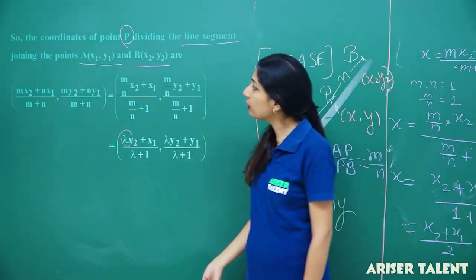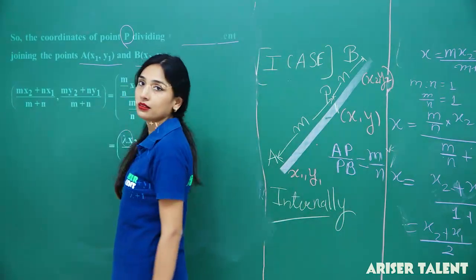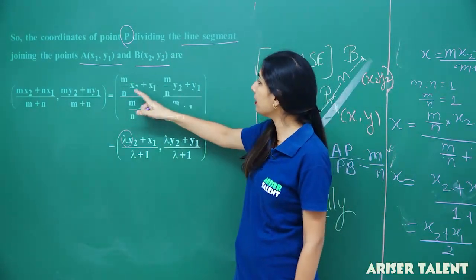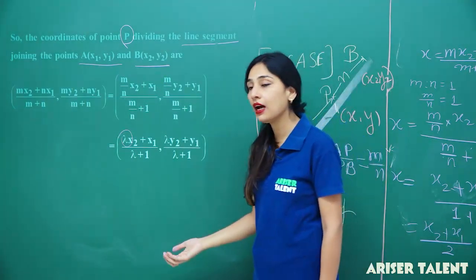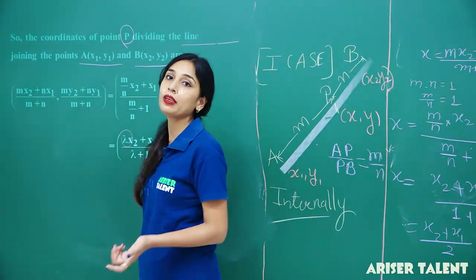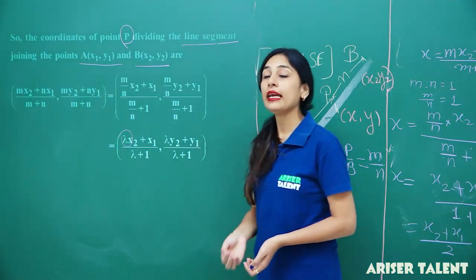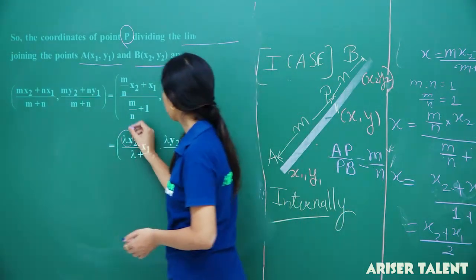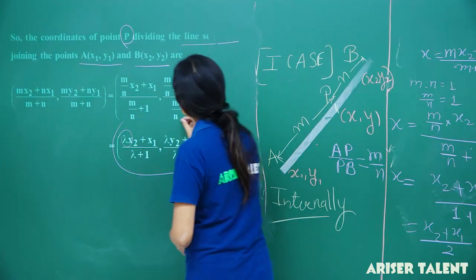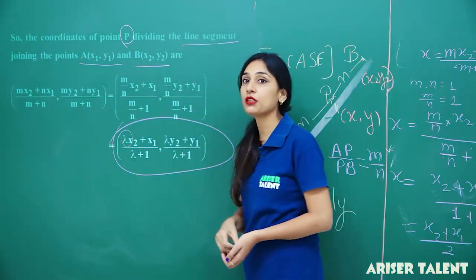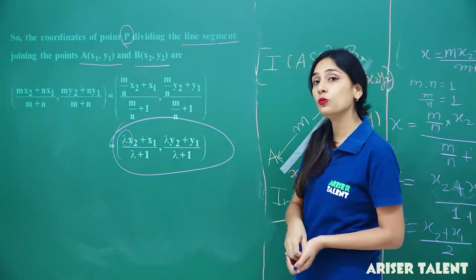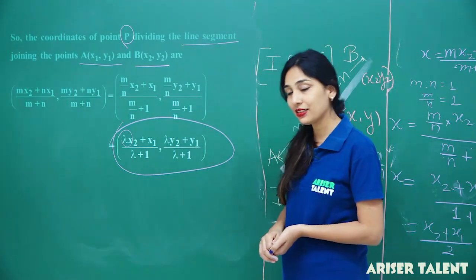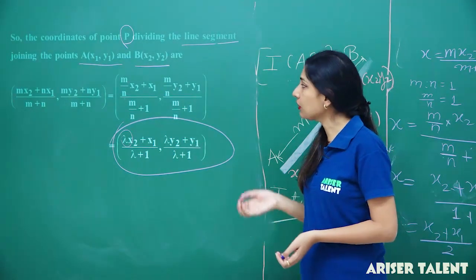So what we will do is divide it by n and write it. Now m by n will be written as lambda, and where it is n by n, that will become 1. So m by n will be replaced by lambda, and finally you will have lambda x2 plus x1 upon lambda plus 1 and lambda y2 plus y1 upon lambda plus 1. Right, guys? So this is about today.